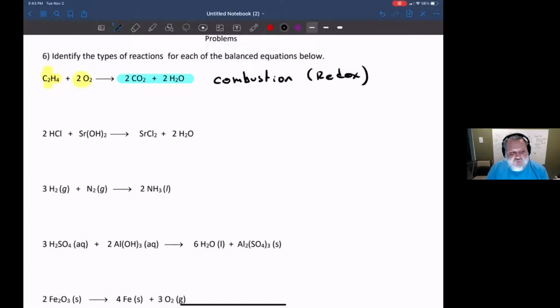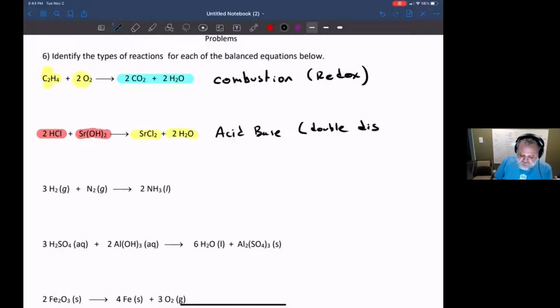We have HCl plus strontium hydroxide. In this case, you should recognize that strontium hydroxide is a base and that HCl is an acid. We form a salt and water as the products. So you should be saying to yourself, this is acid base. An acid base reaction is a type of double displacement reaction. It's a very specific type involving an acid and a base.